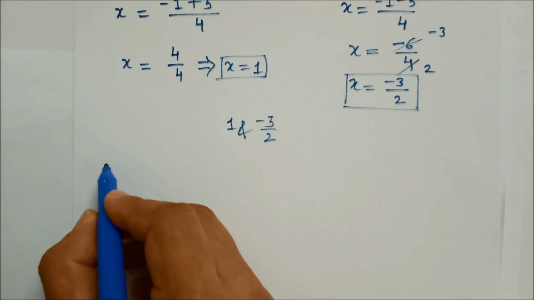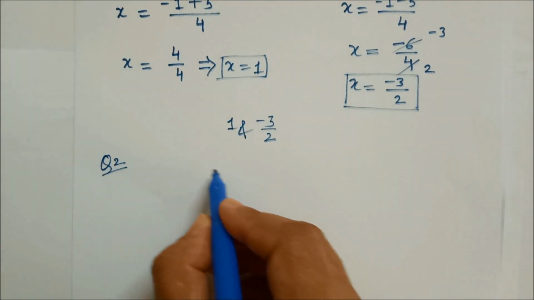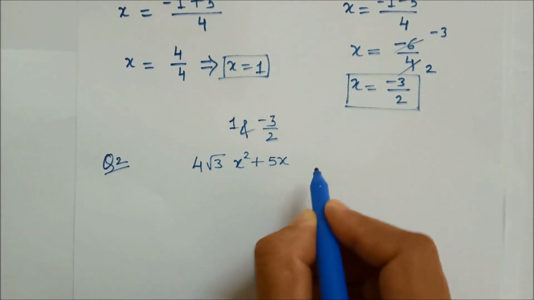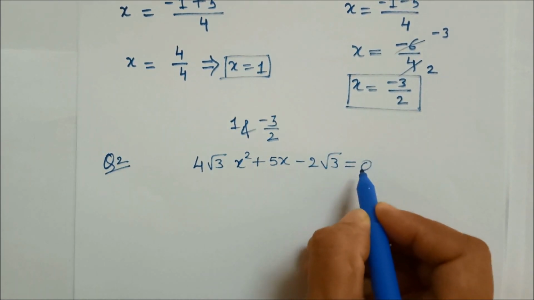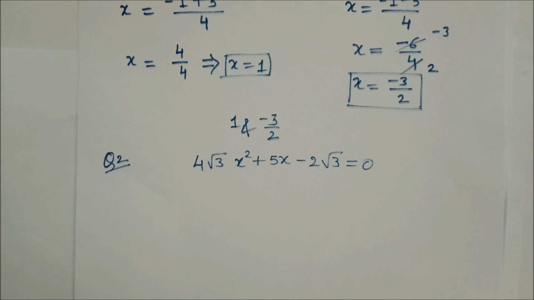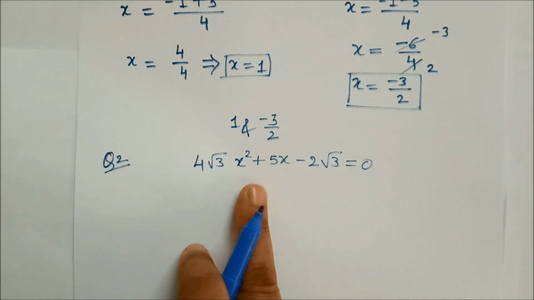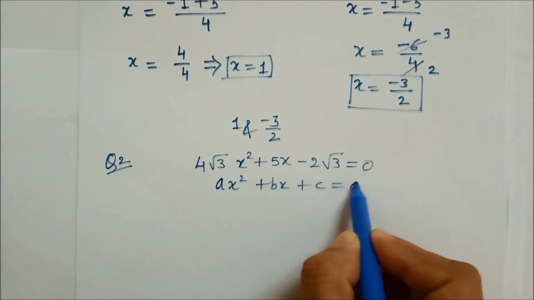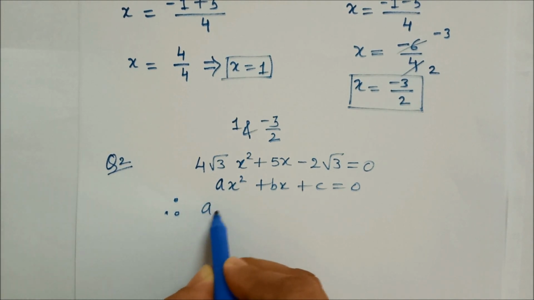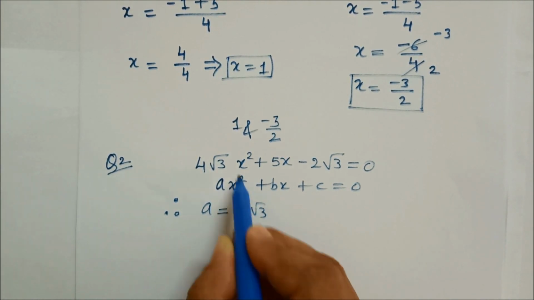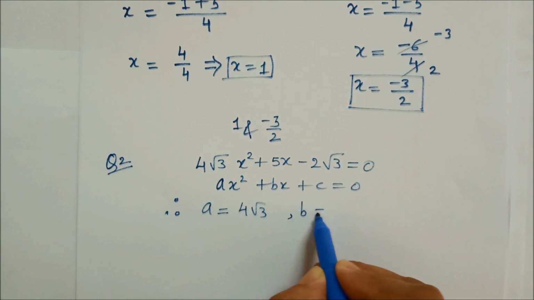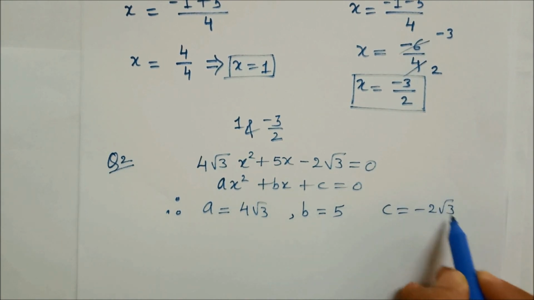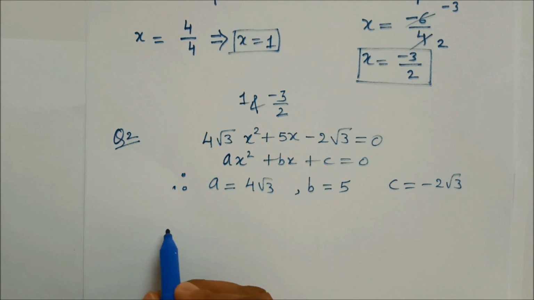Now question number 2. 4√3 x² + 5x - 2√3 = 0. Again we will compare this equation to the standard equation, ax² + bx + c = 0. Therefore we have a = 4√3, the coefficient of x², b = 5, the coefficient of x, and c = -2√3. We will replace these values in the formula.